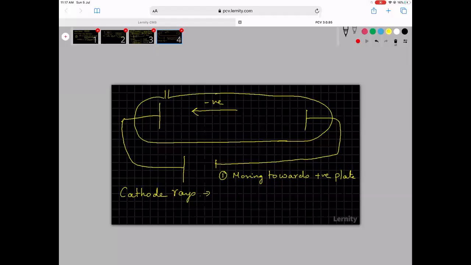Then they move in a straight line. How do you know? If you kept something, it obstructed the rays and a shadow was seen. So I know that they move in a straight line. Next one was that they are attracted by the positive plate. Suppose I kept another positive plate here, then these rays seem to be moving like this. They were attracted by a positive plate.